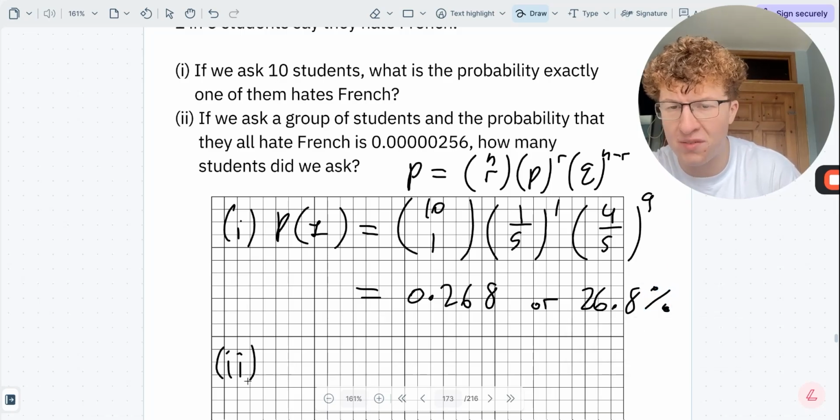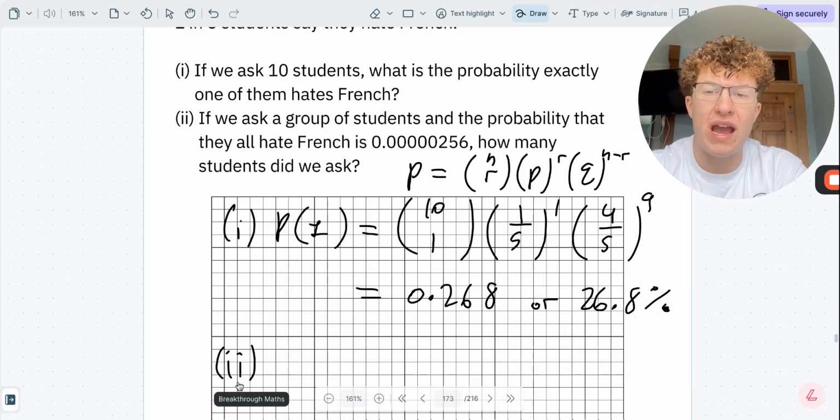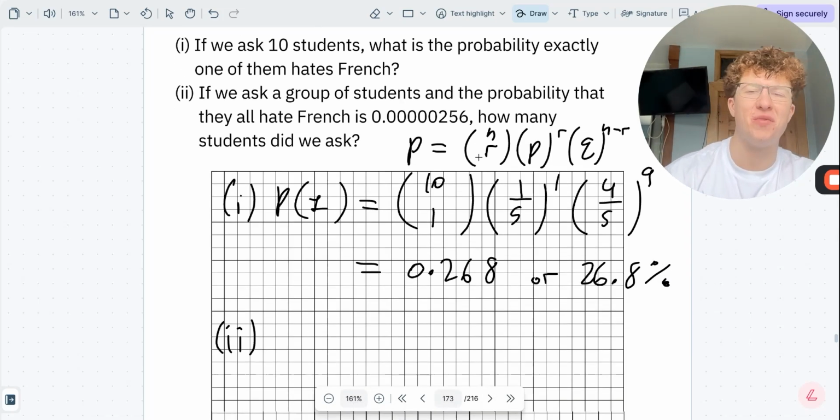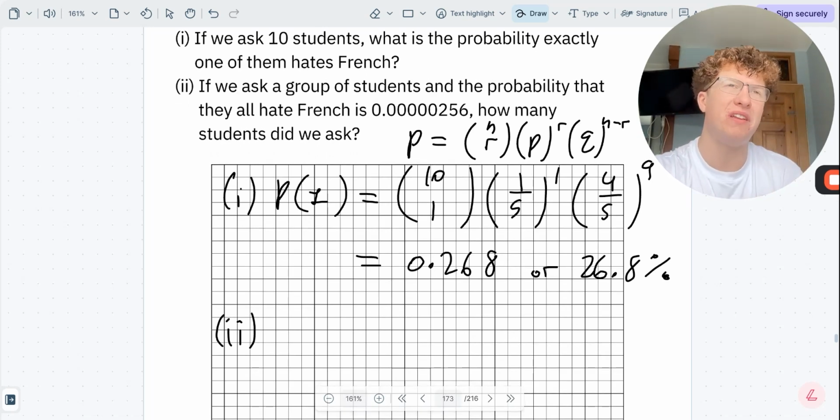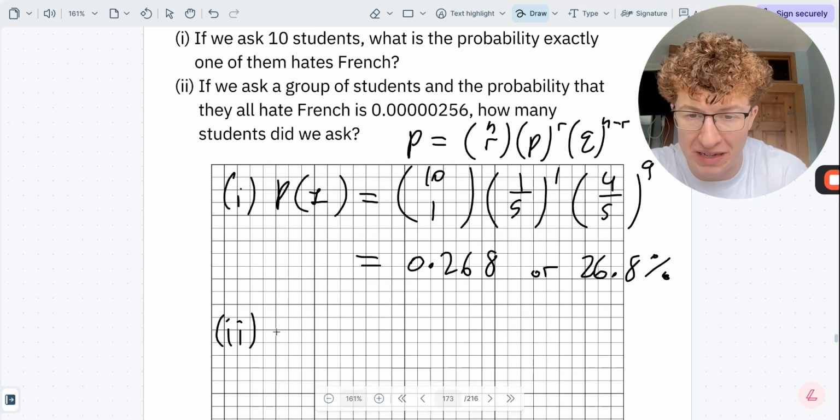Then the second question, it says, we asked a group of students, and the probability that they all hated French was this. Long decimal. How many students did we ask? Okay, this is again Bernoulli's trials. We don't know how many students they asked, but we know the probability. So it's what?